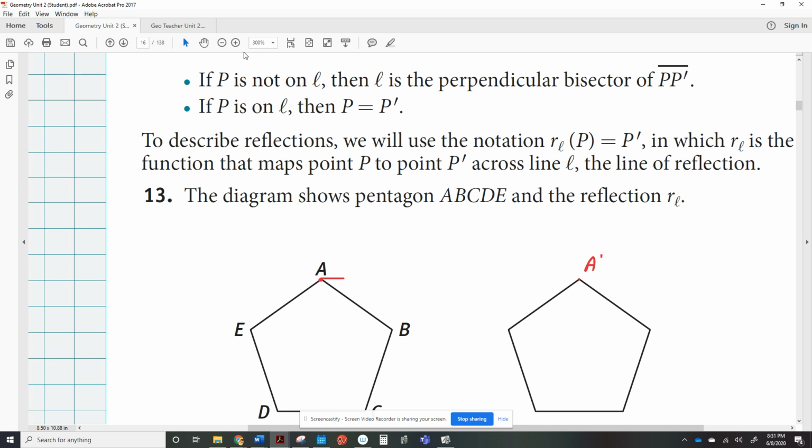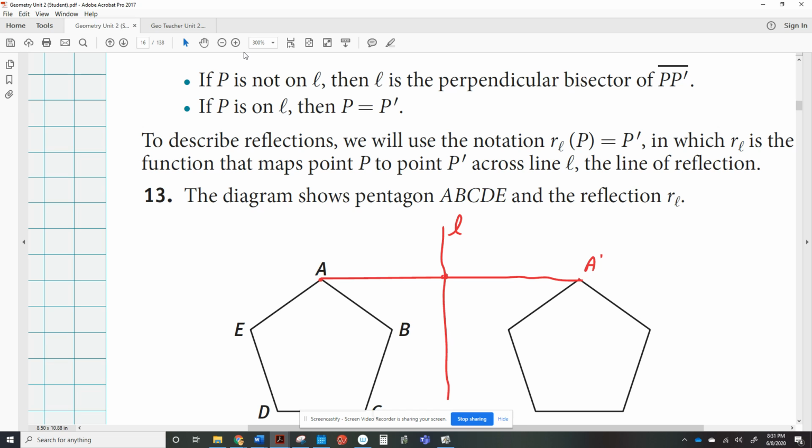So connect A to A prime. Okay, that's not a horrible connection. It's not perfectly straight, but it's pretty close. And then if we had a ruler or a compass, we could bisect it, and we could certainly do that. But this time we're just going to have to eyeball it. Halfway in between and perpendicular to that line needs to be L, which is the line of reflection.